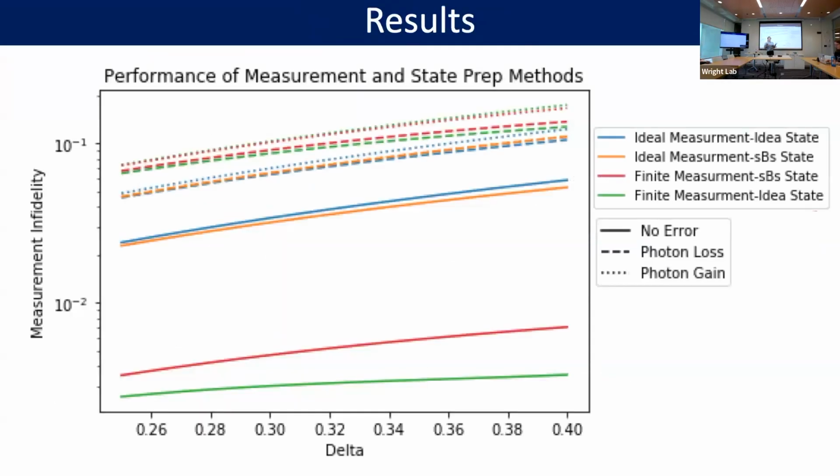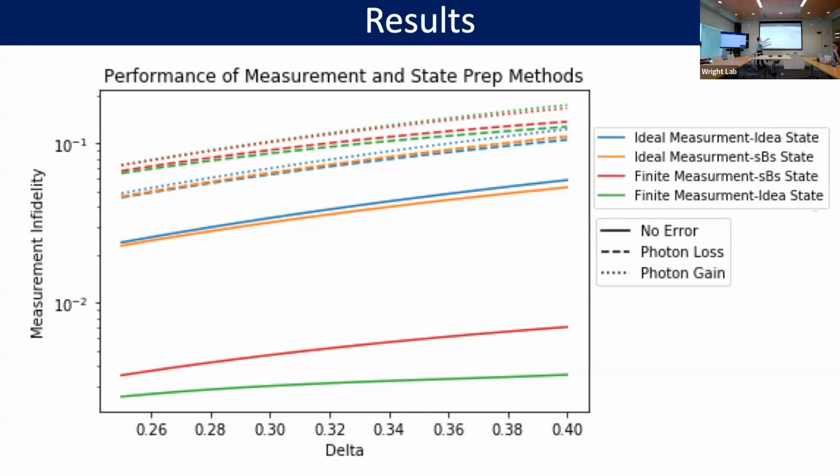So I wanted to compare how these different ways of preparing states match up and perform with different measurements. On our left here, we've got measurement infidelity, and it's log scale. If you are lower, that means you are doing much better in your measurements. And if you're higher, it means you have a higher infidelity, you're more likely to measure it wrong.